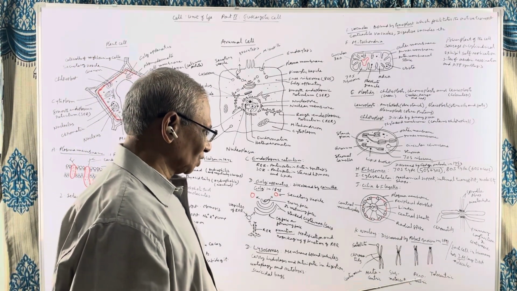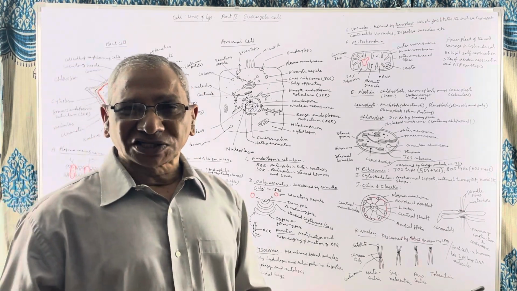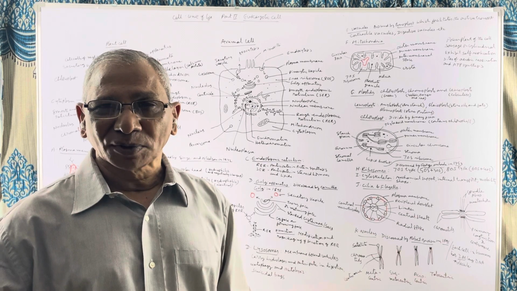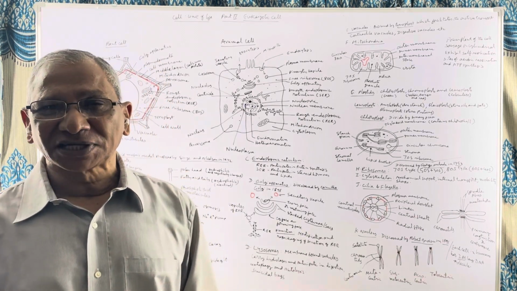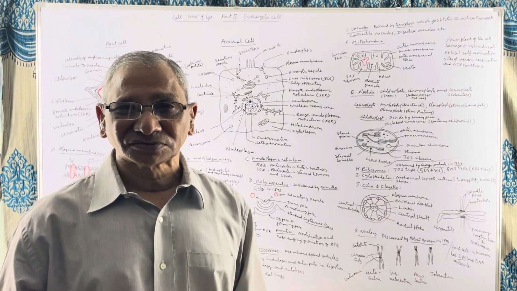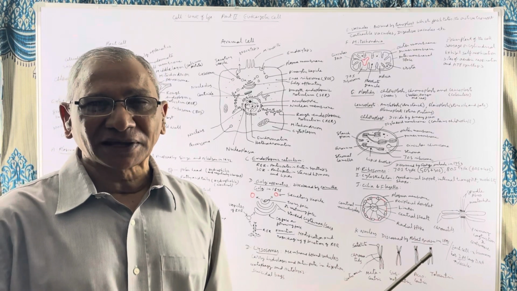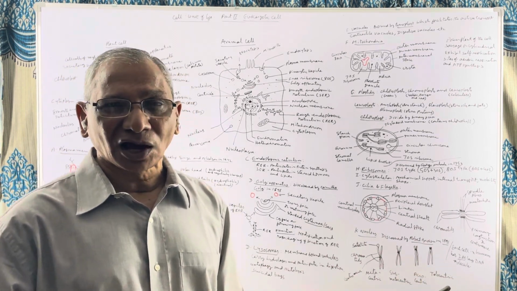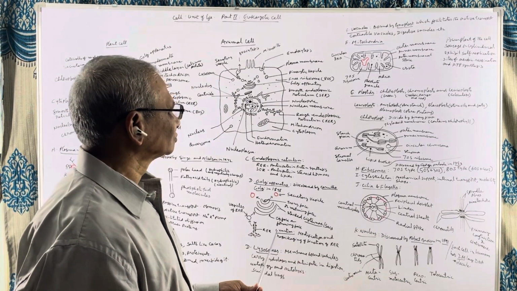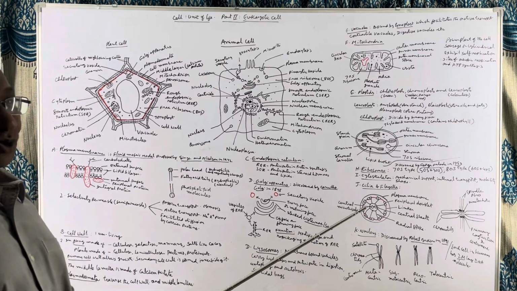Then, in human cells, all cells have all 46 chromosomes. If you measure the length of DNA present in a single cell, it is around 2 meters in length. But it is coiled many times. That's why it can be accommodated within the small space of the nucleus. So that is about the structure of the eukaryotic cell.